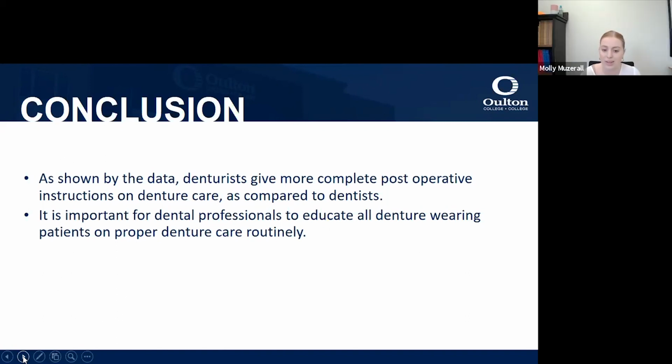So it's important for dental professionals to educate all denture-wearing patients on proper denture care routinely. This is extremely important for dental hygienists because they're known as basically the educators in the dental field. So it's important that at every appointment, if you have a denture-wearing patient, to ask them all the questions, ask them if they're doing the right techniques, and make sure to do this at every appointment because they may forget in between, and not assume that they already know the correct techniques from the last appointment.